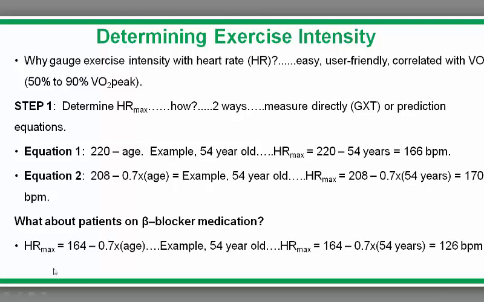And so this equation to estimate this person's heart rate max is 164 subtract 0.7 times their age. So very similar to the equation that we saw with equation 2. We can't use equation 1 in this case. And so if we take our same 54-year-old and calculate using this equation, we see that this person will be able to achieve an estimated maximum heart rate of 126 beats per minute because medicinally the medication is clamping their heart rate in order to prevent the further increase in blood pressure.